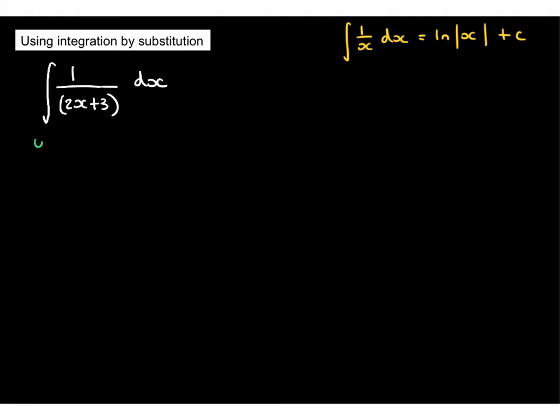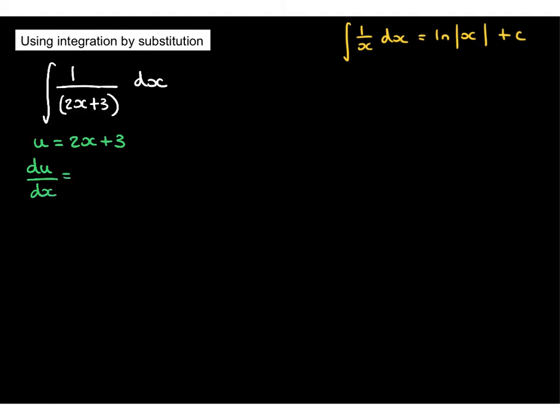So what is our u function going to be? By now, you should have a good idea that this is going to be 2x plus 3, an inner function, if you like, in the composite. The composite function here starts off with 2x plus 3, and then we take the reciprocal of that. So there's a two-step, or multi-step, process occurring.